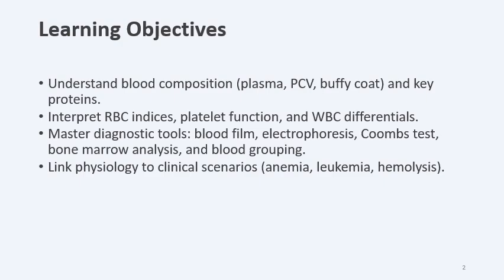Objectives for this course are understanding blood composition, to understand that the blood is composed of plasma, packed cell volume or cells, buffy coat or other cells, and key proteins. And to interpret the RBC indices, we will understand what is meant by indices, the platelet function, and white blood cell differentials. And to master diagnostic tools like blood film, electrophoresis, either protein or hemoglobin, Coombs test, bone marrow analysis and blood grouping. And link this physiology to clinical scenarios like anemia, leukemias, hemolysis, and bleeding, etc.